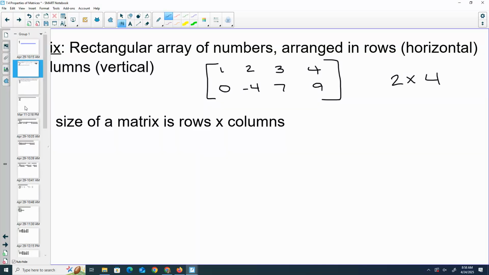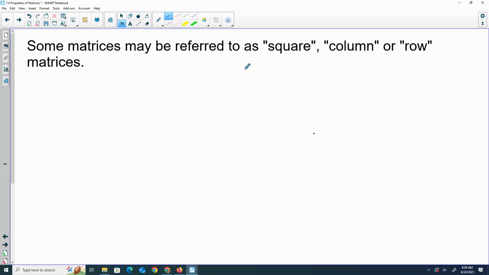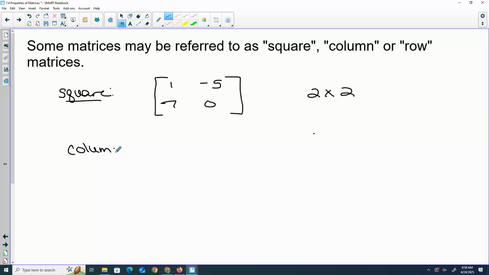There are some special matrices. So you can have a square, column, or a row matrix. A square matrix is anything when the rows and columns are the same. So this matrix, it has 2 rows and 2 columns, so it's a square matrix. So a 2 by 2, a 3 by 3, a 4 by 4, those are called square. If it's a column matrix, it's just a single column. So you have multiple rows, but only one column. If it's a row matrix, it's just one row.